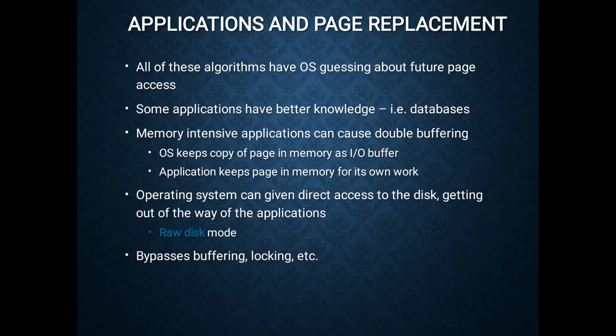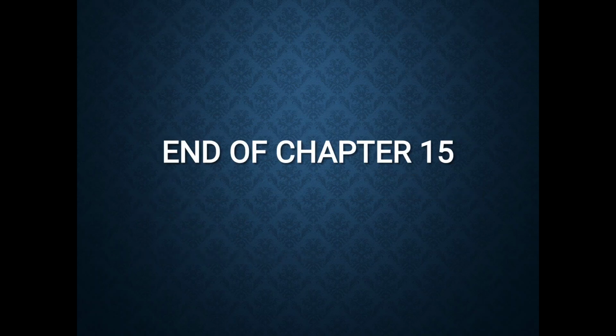Then applications and page replacement. All these algorithms have the OS guessing about future page access. Some applications have better knowledge. Memory-intensive applications can cause double buffering. So operating systems can give direct access to the disk, getting out of the way of the applications, bypassing buffering, logging, etc. These are the applications.